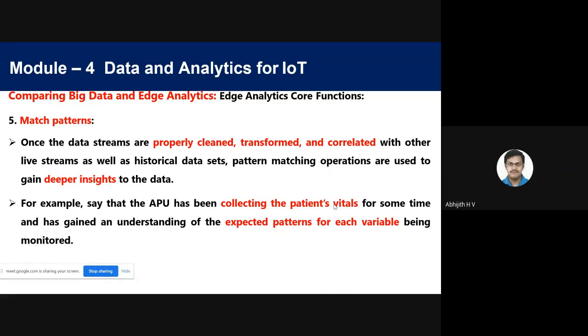That is the next operation that can be performed in edge analytics. Or suppose you take the light intensity. If the current light intensity is below some value, that means the available natural light is below this value, so we need to turn on the light.